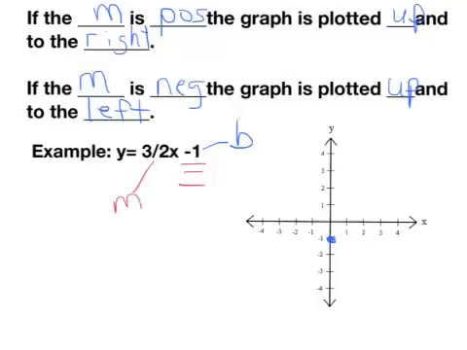So what that means is we're going to start from our b term, and we're going to rise 3 spaces. So 1, 2, 3 right here to 2. But we have to run 2 spaces to the right, so 1, 2, and make your dot right there. And from here, we'll draw a line. If I can draw a straight line here. And that is how you graph equations in slope-intercept form.